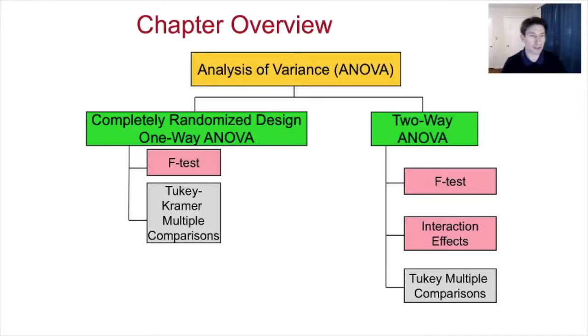So this is the plan for the lecture. First, we're going to talk about one-way ANOVA and F-test. And we'll touch on the Tukey-Kramer procedure, but very quickly. And then we'll talk about the two-way ANOVA with the F-test and the interactions effect. So right here, the pink boxes are what we're going to focus on most.